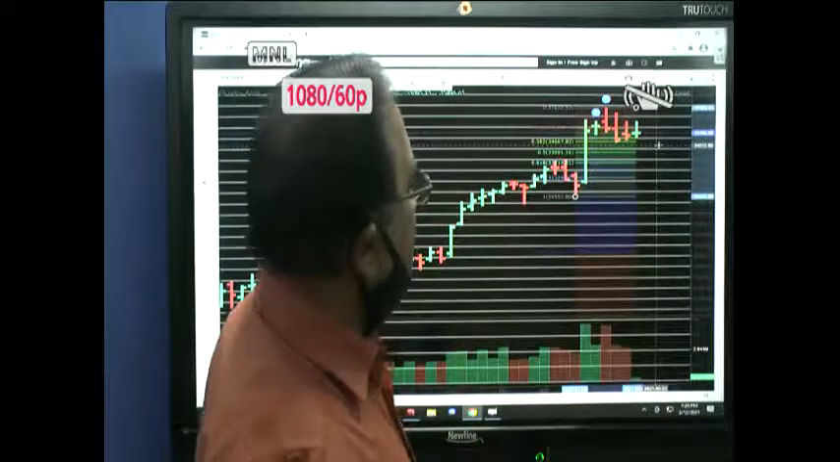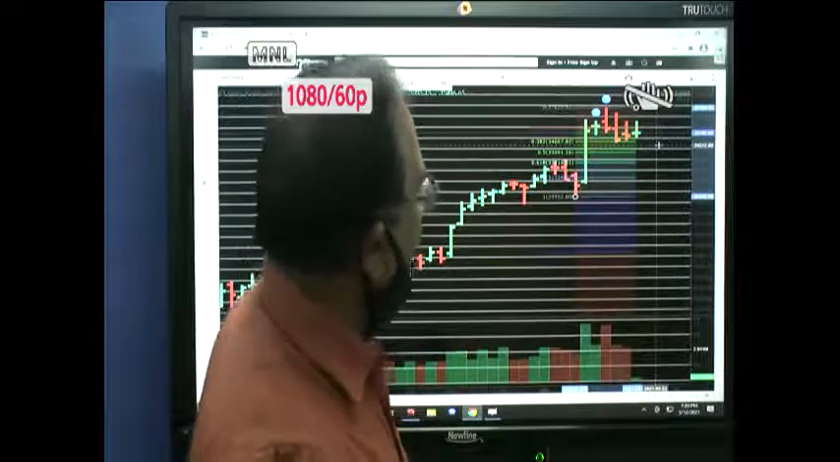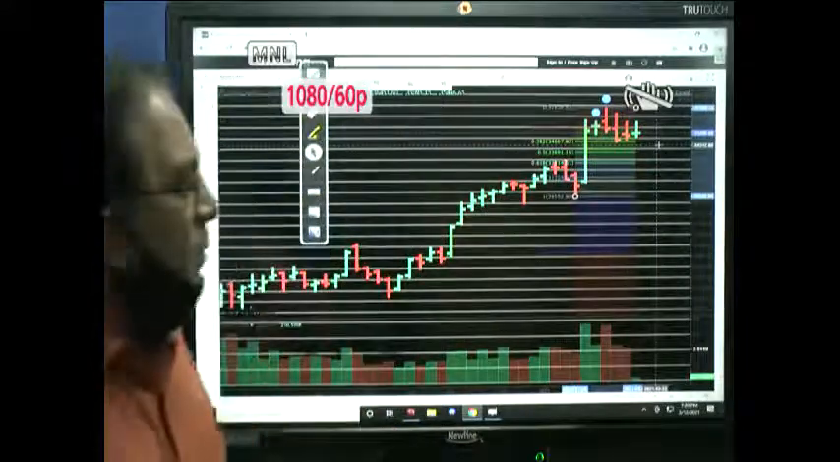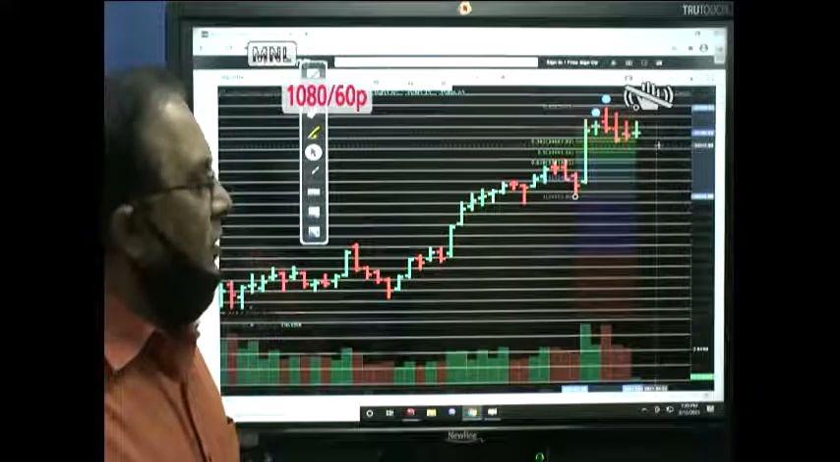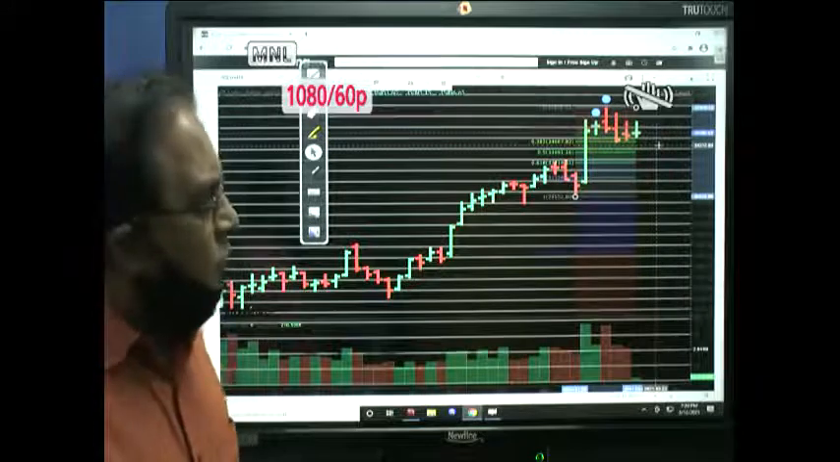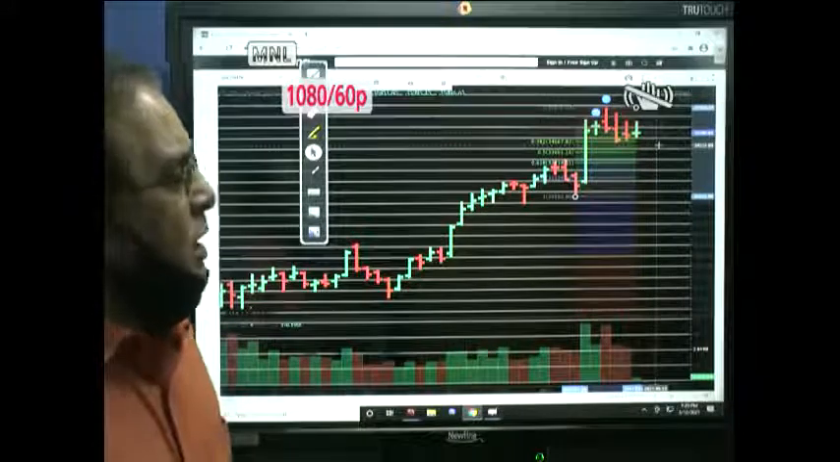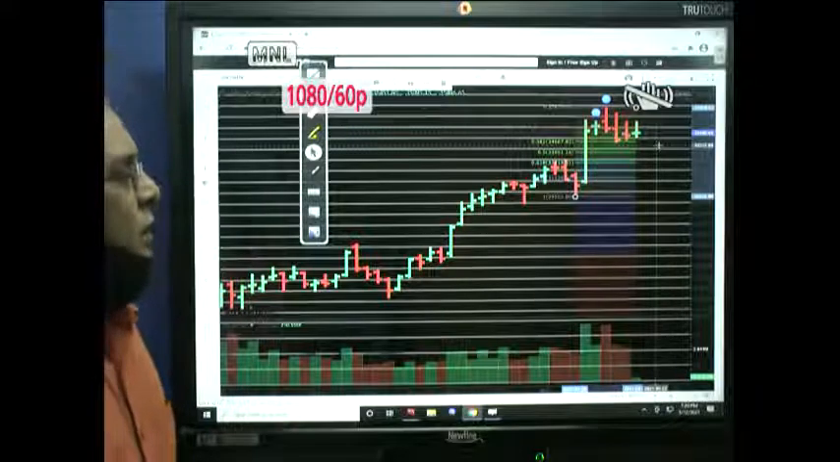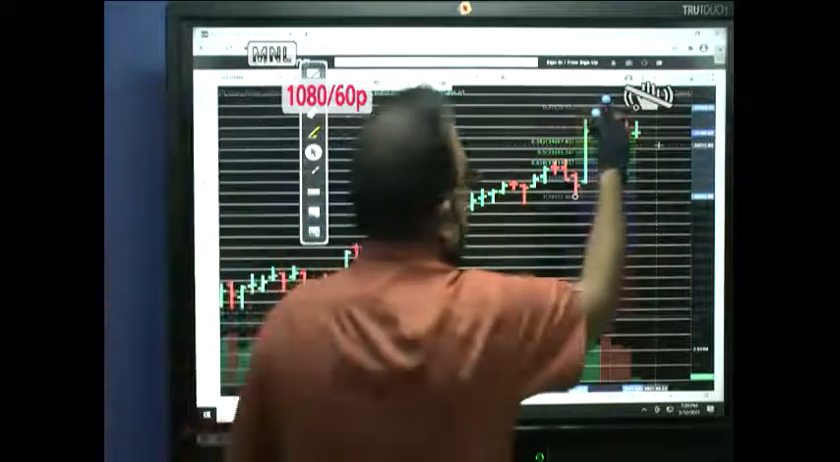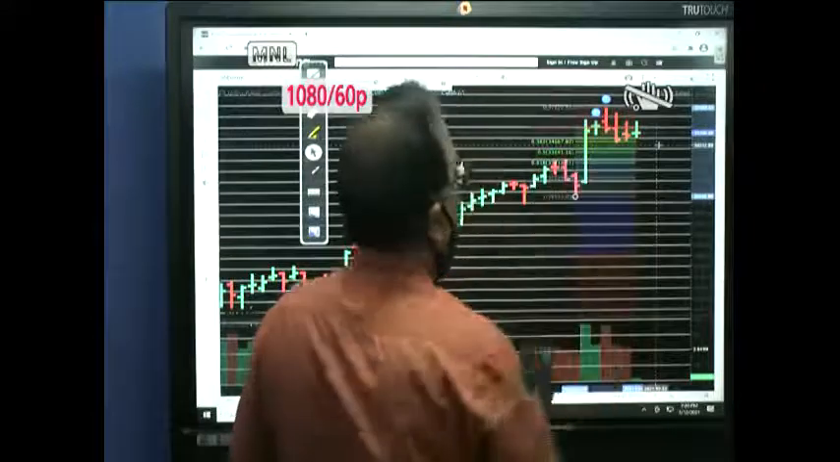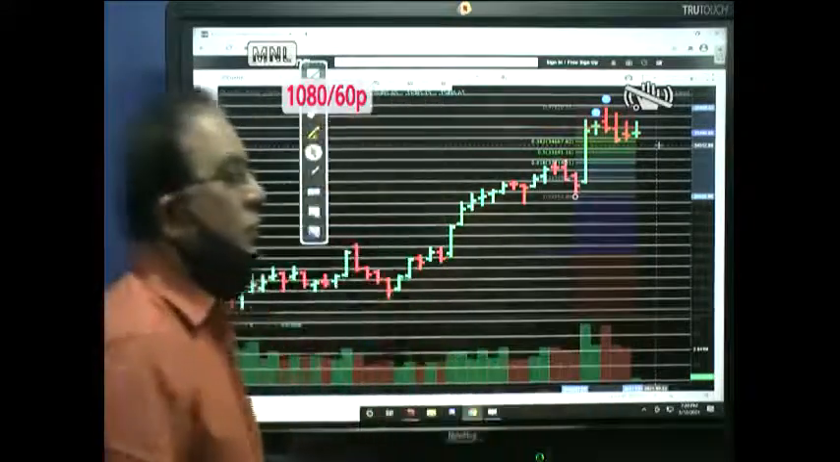So if 34,665 is broken, then based on Fibonacci, we could probably still expect 32,700, approximately, to come in Bank Nifty, which could still be only a correction. So right now we are seeing Bank Nifty as a possible corrective move, which can probably take it to some level approximately near the previous top, which is 32,700.